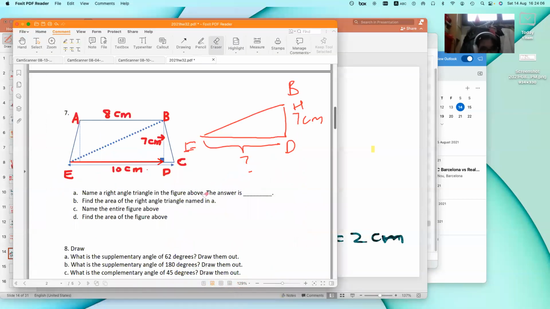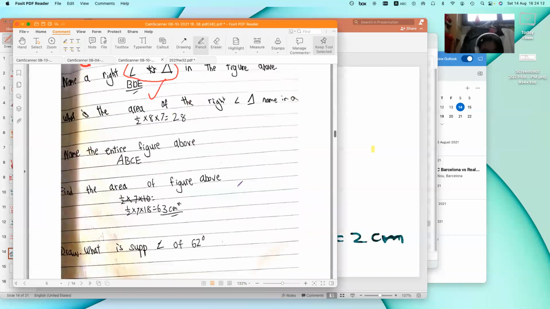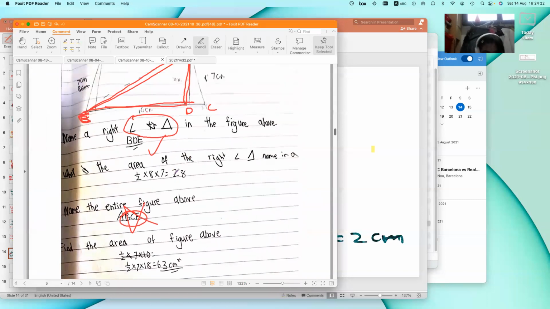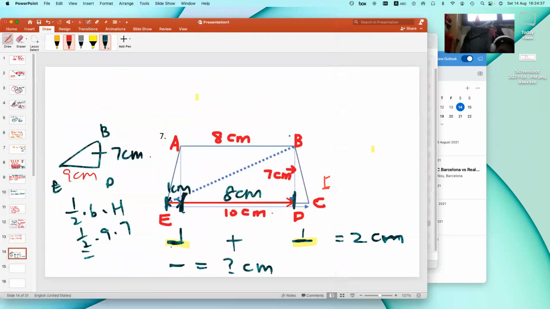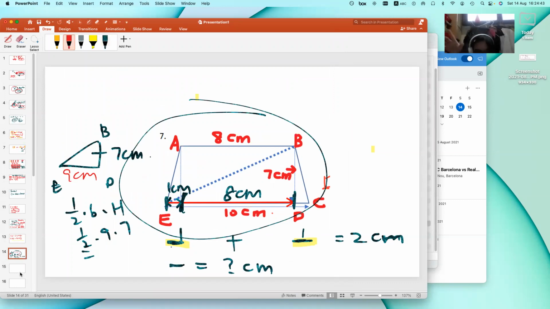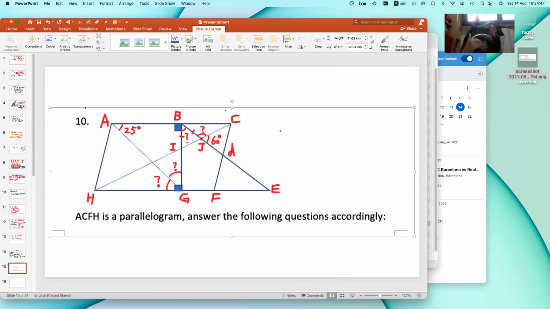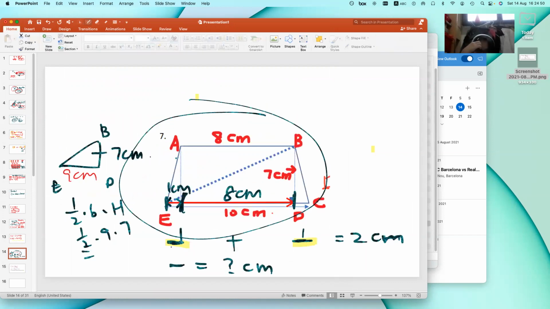Next, name the entire figure above. What's the name of this figure? Name means whether it's a triangle, whether it's a rectangle, that kind of name. A, B, C, D is wrong. This is not a name. So what kind of shape is this? The entire thing. What is it called? A triangle? No, this whole thing. You are telling me this shape is called triangle? No, that's not a triangle. So what is this?